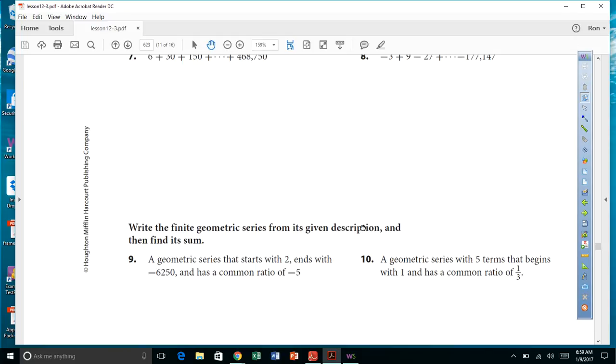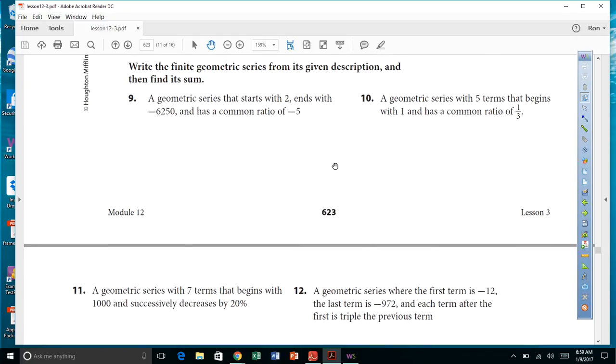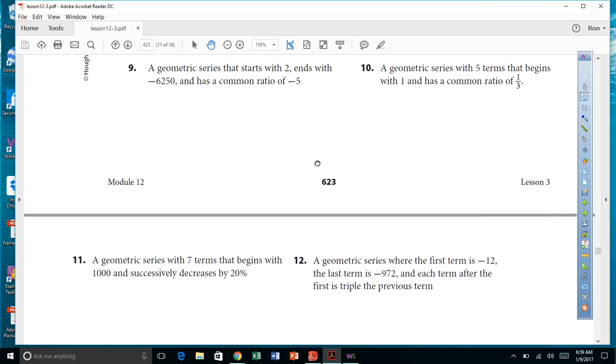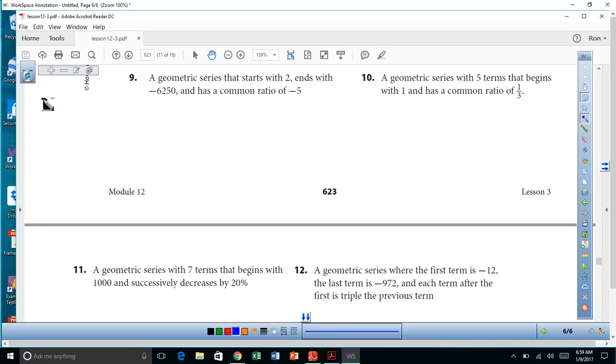Now let's see here. 9. Now we get to write the infinite geometric series from its given description and then find its sum. Okay, so it starts with 2. So A equals 2. And it ends with negative 6,000, has a common ratio of 5. So R equals negative 5. We don't know what N is.